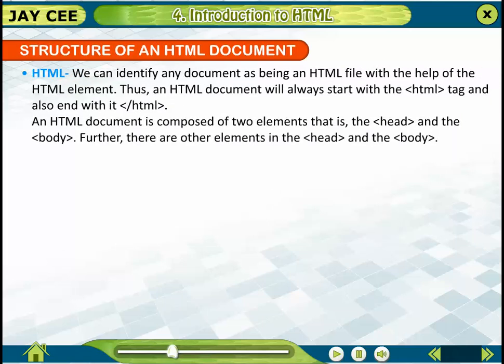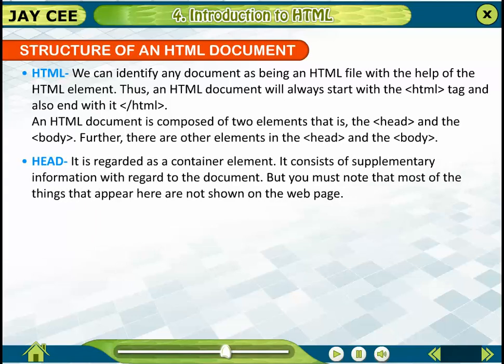HTML. We can identify any document as being an HTML file with the help of the HTML element. Thus, an HTML document will always start with the <HTML> tag and also end with it, </HTML>. An HTML document is composed of two elements, that is, the head and the body. Further, there are other elements in the head and the body.